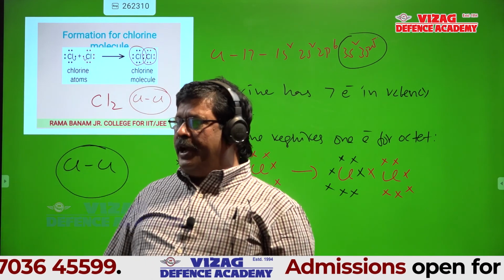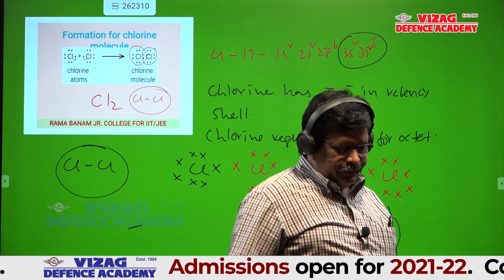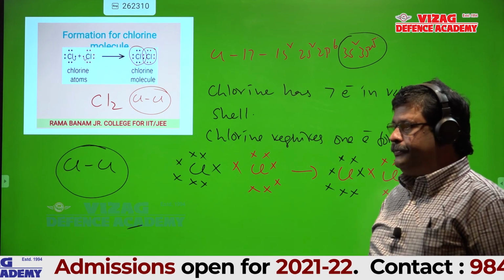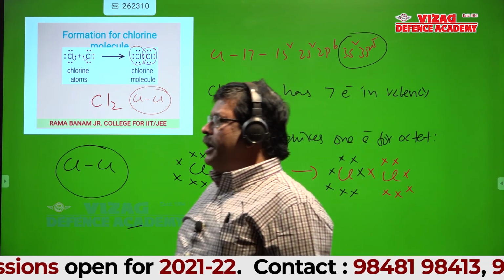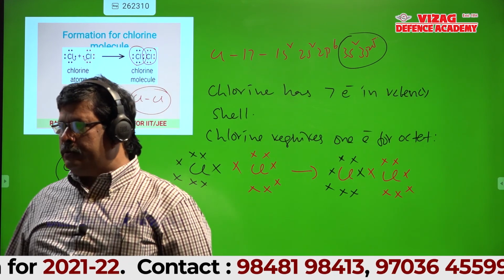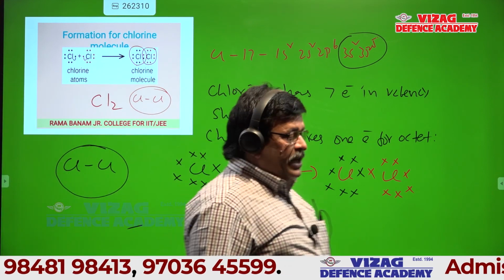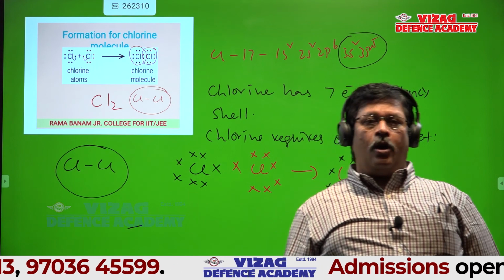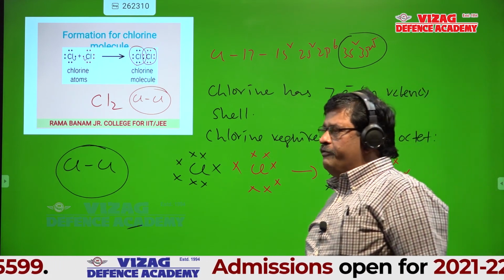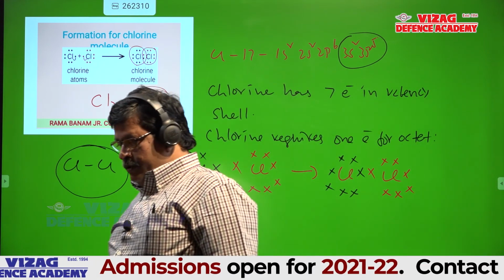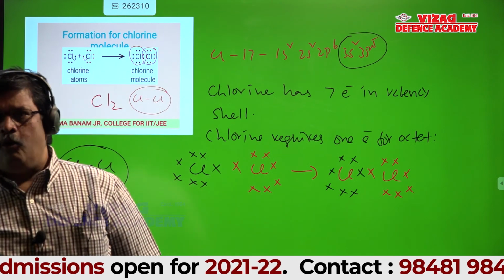Then each chlorine contributes 1 electron. Each chlorine contributes 1 electron in the formation of a covalent bond.